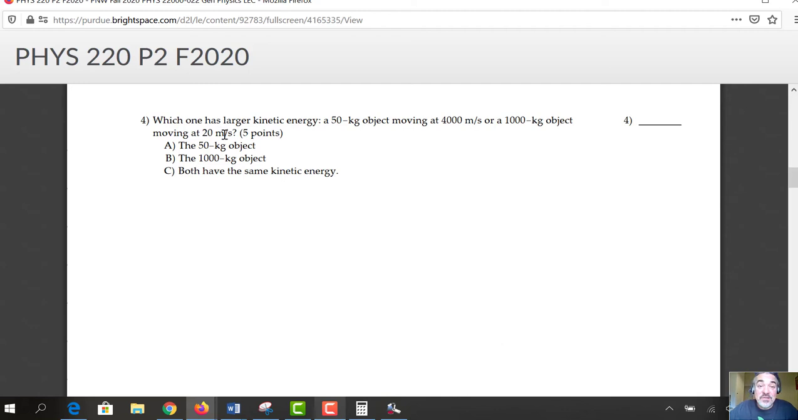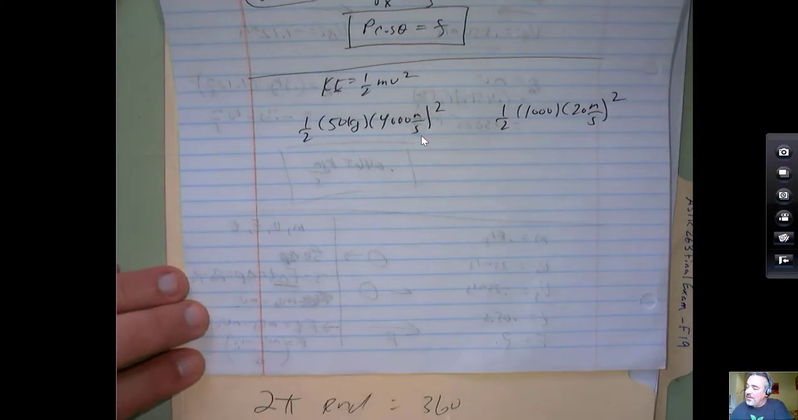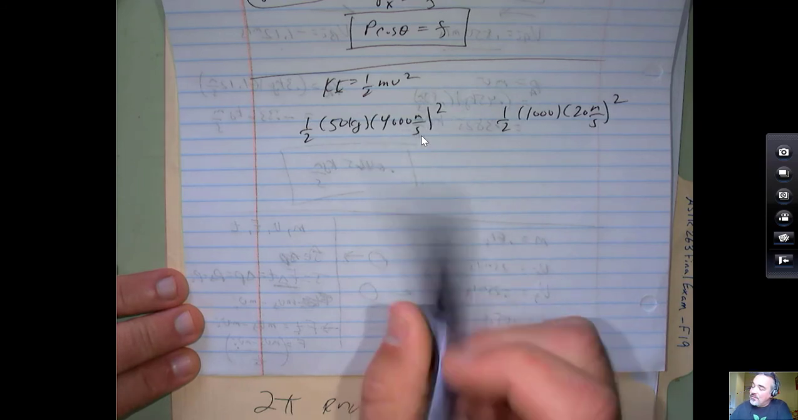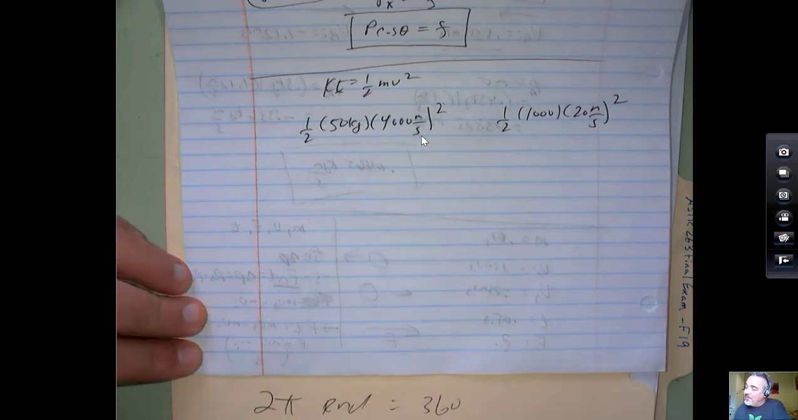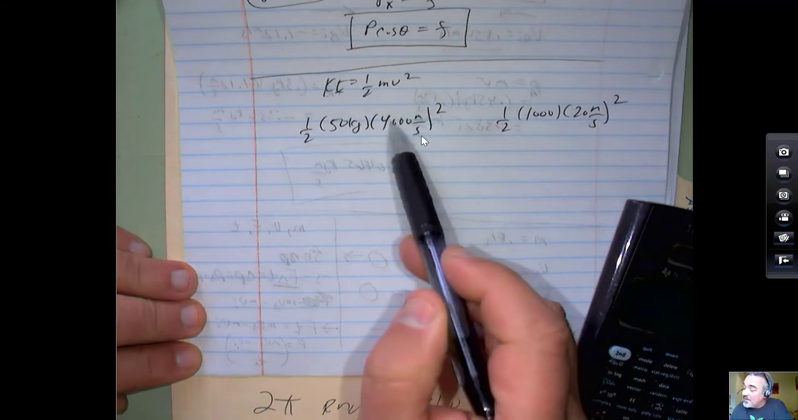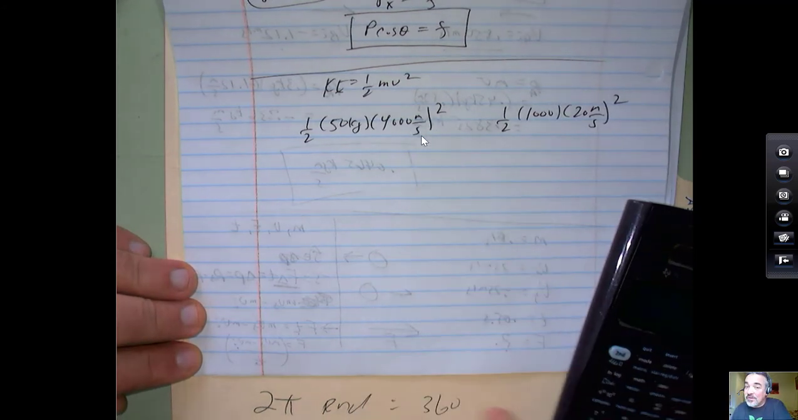So let's actually solve for the kinetic energy. Don't fall into that trap of if they've got the same momentum, they have the same kinetic energy, because they don't. All right, let's solve this one. As you know, kinetic energy is 1/2 mv squared. So here's the first one, 1/2 times 50 and then 4,000 squared. See, the speed here is squared, so this is going to be a really big number. Let's take a look at that.